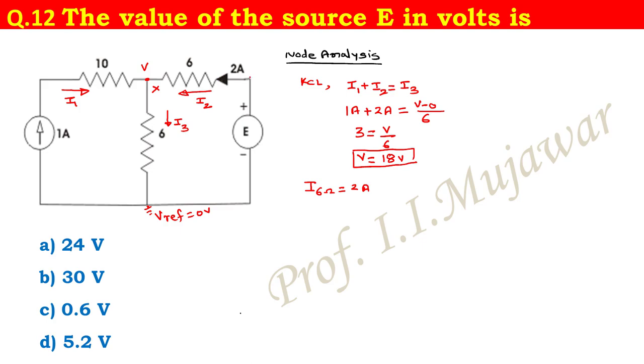Now since the direction is from right to left, E is dominating over V. That means the current equation is the potential difference, that is E minus V divided by 6. If you put the value of V there, it is (E minus 18) by 6 is equal to 2. So this is 12 is equal to E minus 18, or E is equal to 30 volt. That means if we simply use node analysis, the answer is option B.